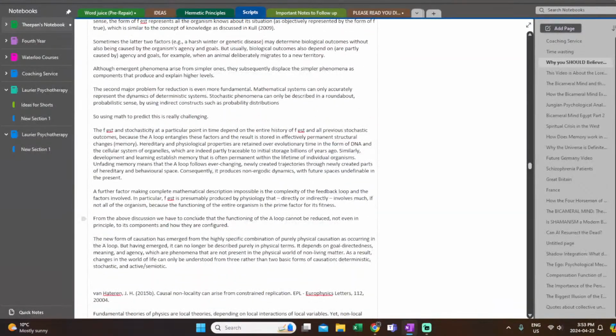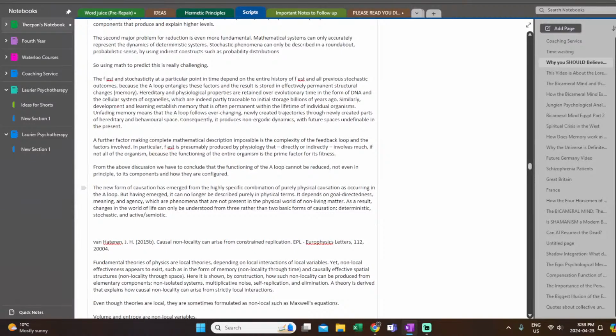Really incredible. So the new form of causation has emerged from a highly specific combination of purely physical causation as occurring in the A loop. But having emerged, it can no longer be described purely in physical terms. Okay, let's read that again. The new form of causation has emerged from the highly specific combination of purely physical causation as occurring in the A loop. But having emerged, it can no longer be described purely in physical terms.